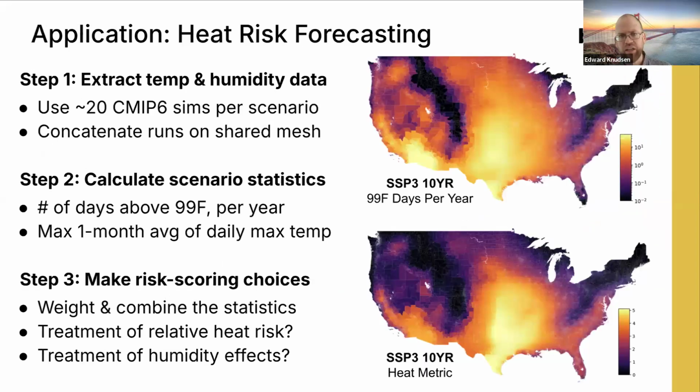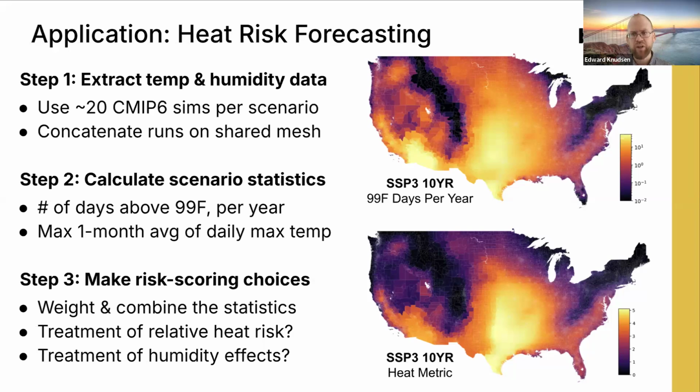Last thing I want to share is an application of this CMIP6 data to heat risk forecasting. So Adriel just showed you in the web app some of our risk scores. And I want to walk through the chain of events that we use to get there. I'm going to use the US as our region of interest here. The first thing we do is take 20 of those CMIP6 simulations that I just talked about for a given SSP and extract temperature and humidity data. And we will concatenate a lot of simulations worth of data together so that we have a lot of data to process and to get the best statistics we can.